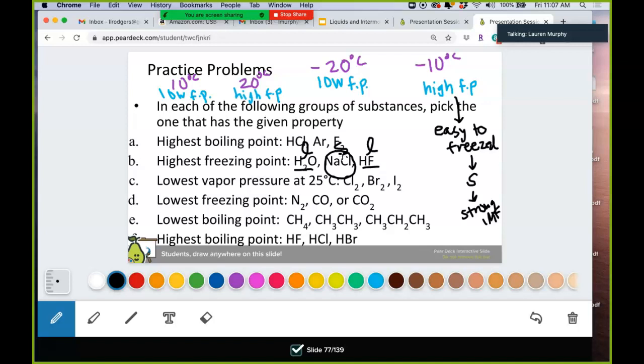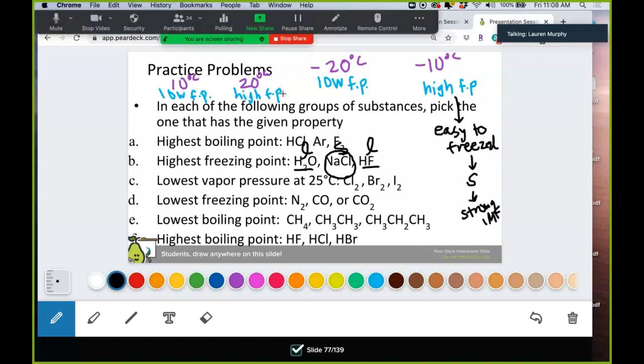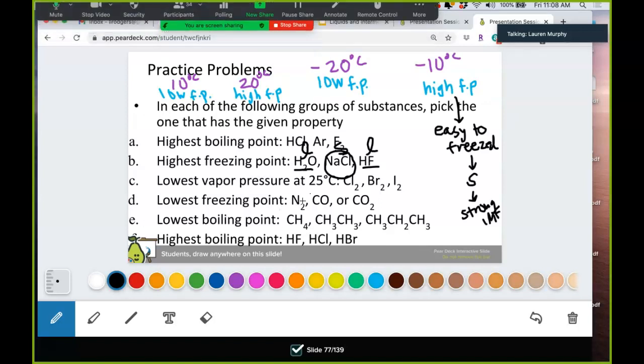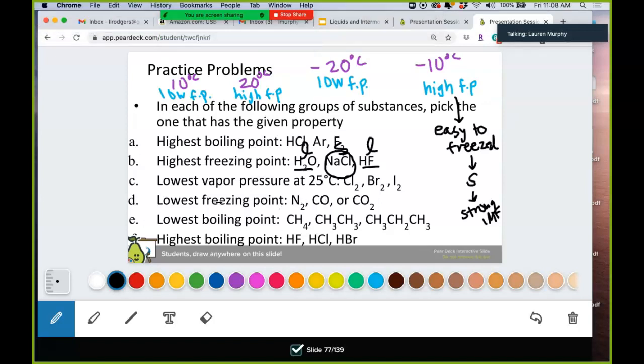It's frozen. Is it cold? No. But its freezing point is so high that it just freezes super easily because ionic substances are really attracted to themselves. The cations and anions are a super strong force of attraction, making it easily solidified. Okay? So now this is low freezing point, which means low freezing point would be hard to freeze.